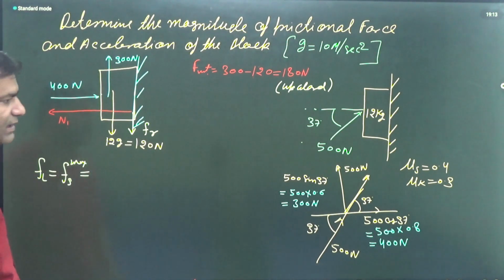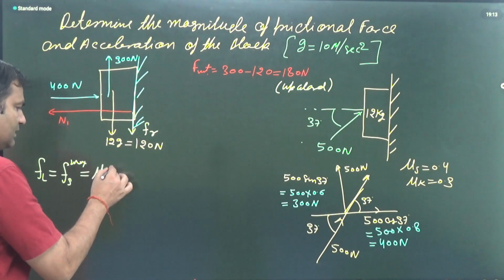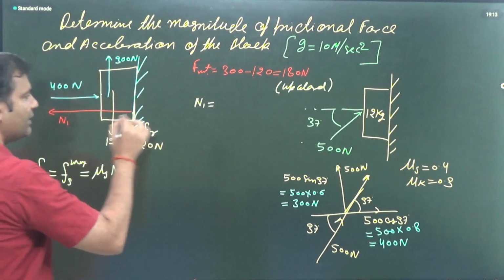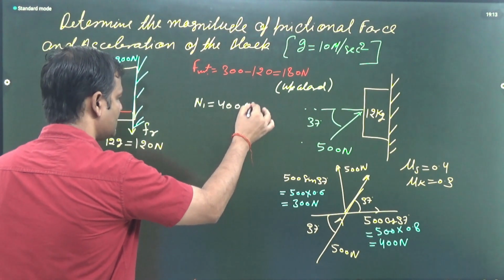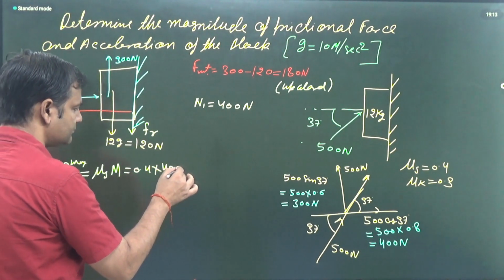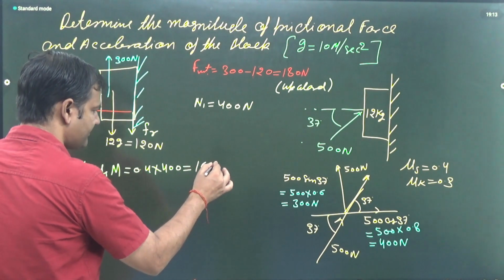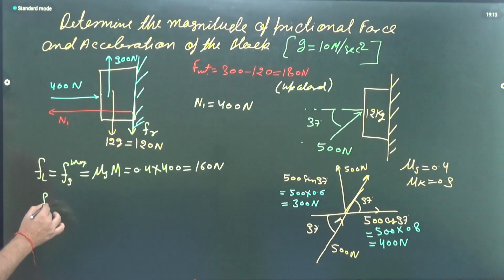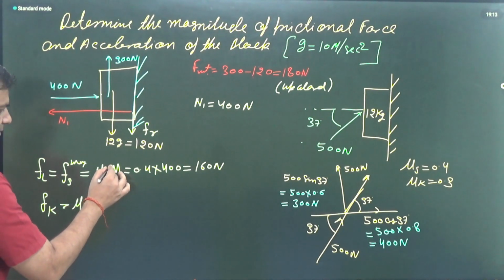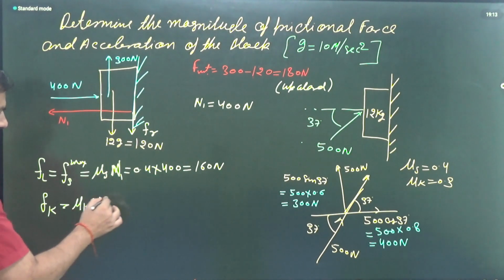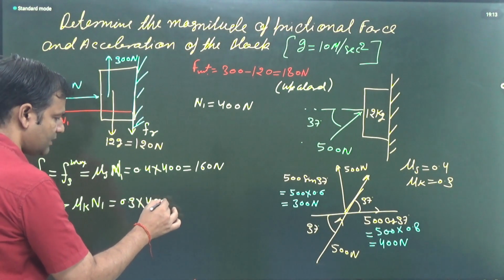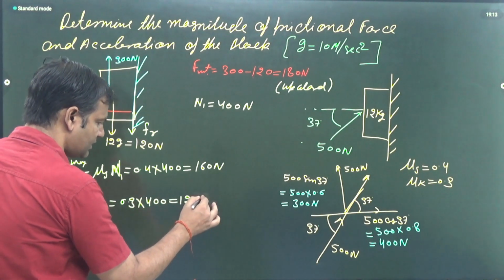Fs max is written as mu s into N1. What about N1? N1 is 400 newton. So put here, that is 0.4 into 400, 160 newton. Kinetic friction is written as mu k into N1, 0.3 into 400, that is 120 newton. Clear or not?